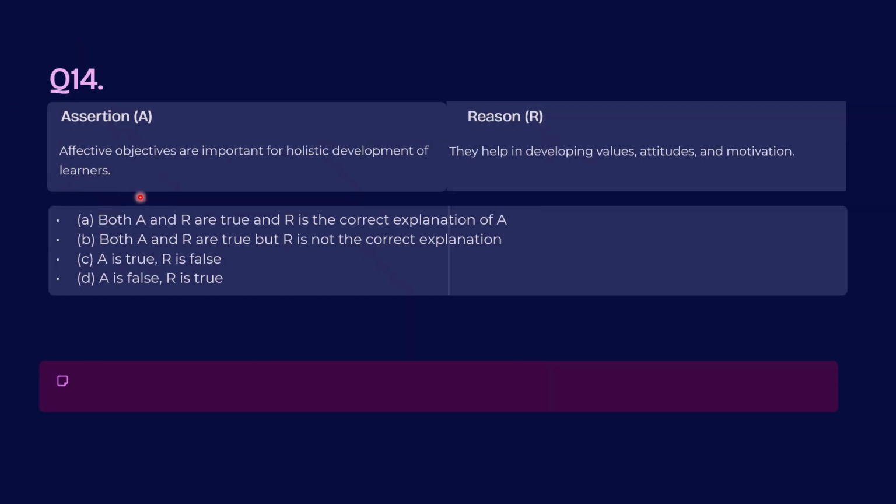Question number 14. Assertion: affective objectives are important for holistic development of learners. Reason: they help in developing values, attitudes, and motivation. Here, both the statements are true. The reason correctly explains the assertion. So, option A is the right answer.